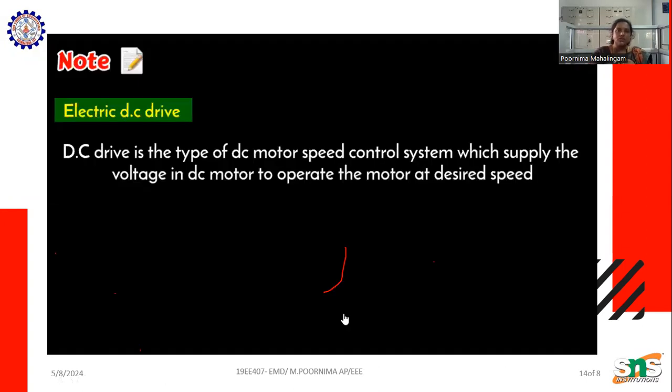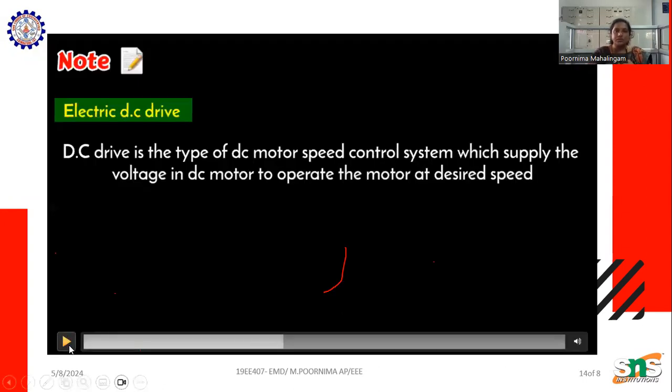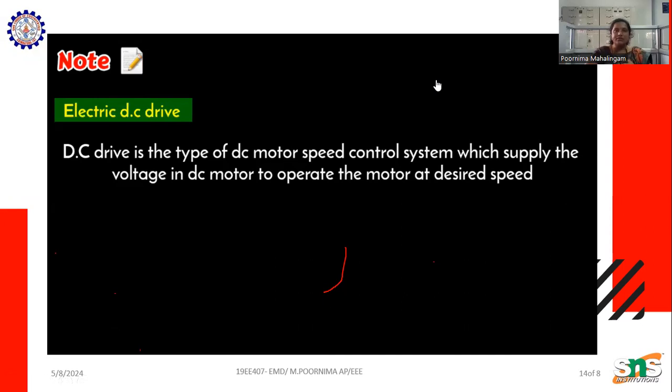So this is about the DC drive and the chopper controlled DC drive. Another topic we can see in the next class.